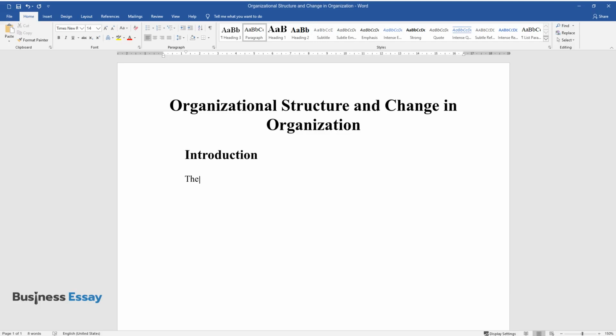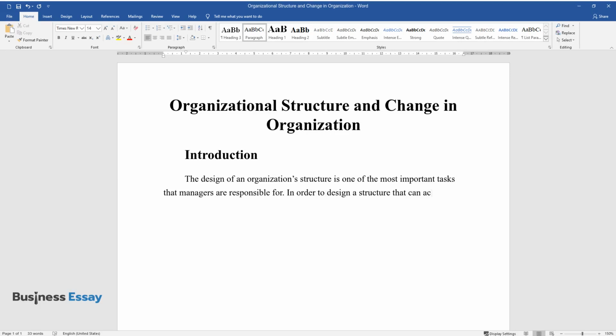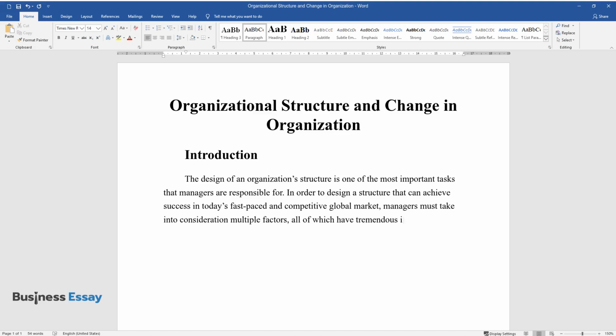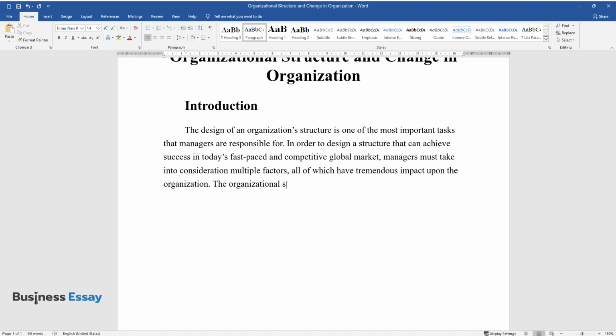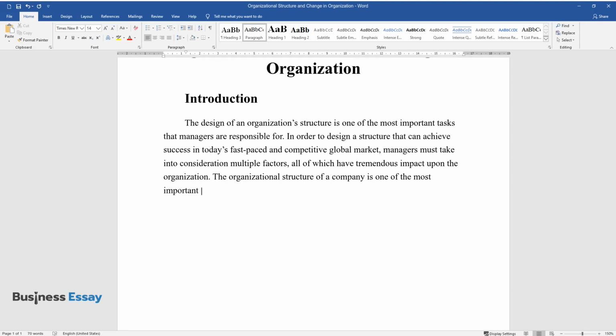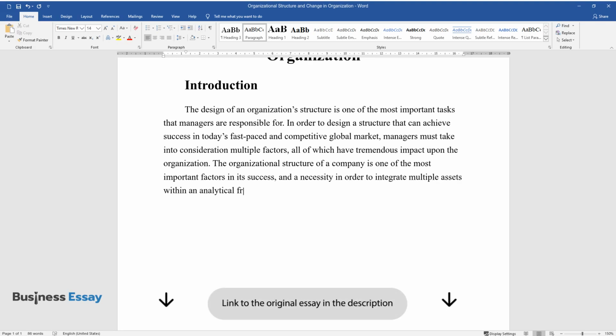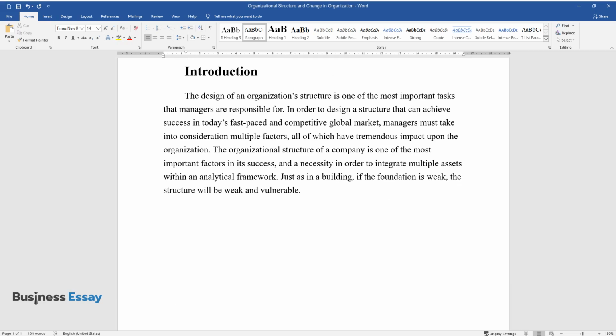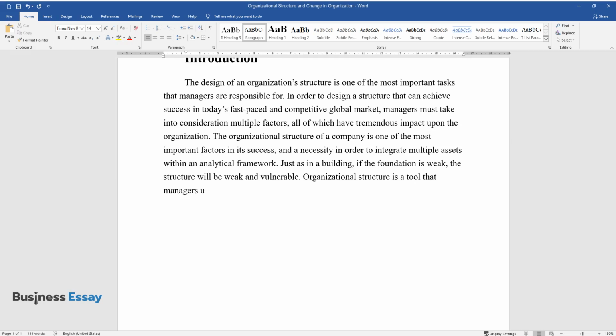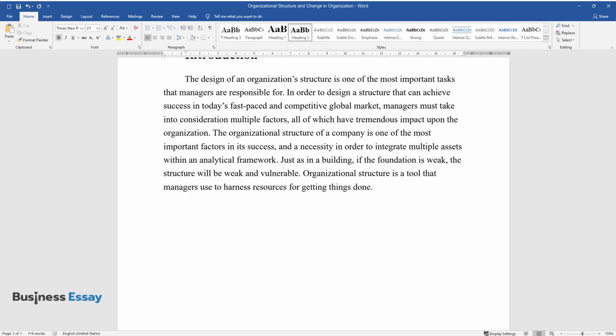Introduction. The design of an organization structure is one of the most important tasks that managers are responsible for. In order to design a structure that can achieve success in today's fast-paced and competitive global market, managers must take into consideration multiple factors, all of which have tremendous impact upon the organization. The organizational structure of a company is one of the most important factors in its success, and a necessity in order to integrate multiple assets within an analytical framework. Just as in a building, if the foundation is weak, the structure will be weak and vulnerable. Organizational structure is a tool that managers use to harness resources for getting things done.